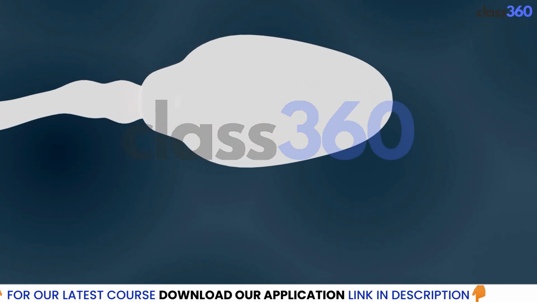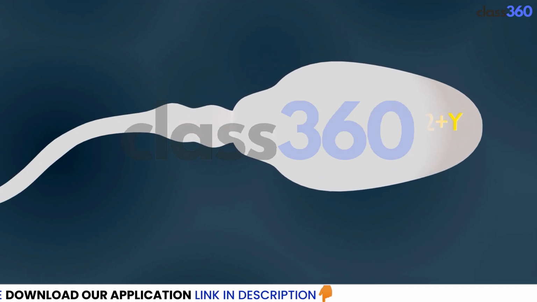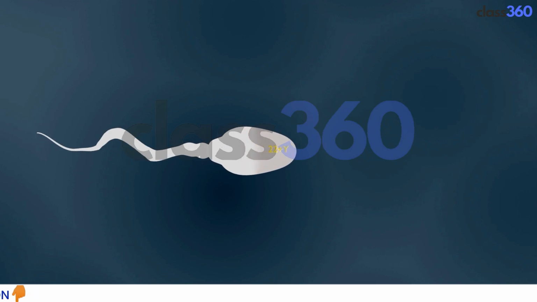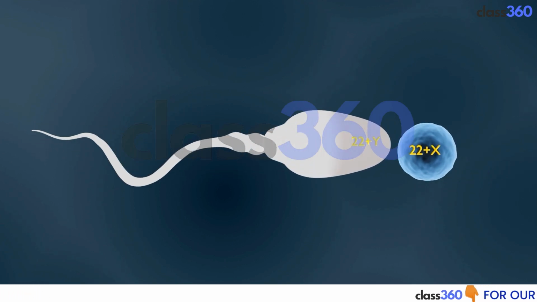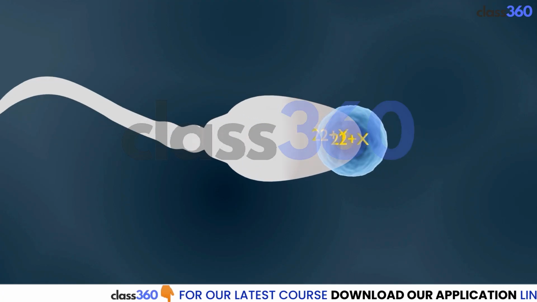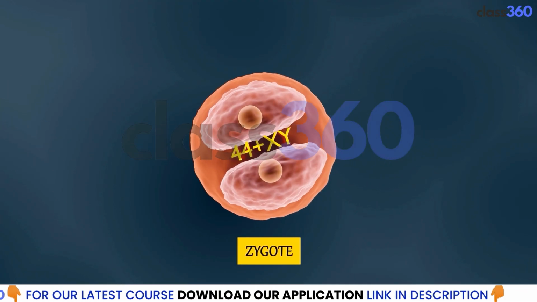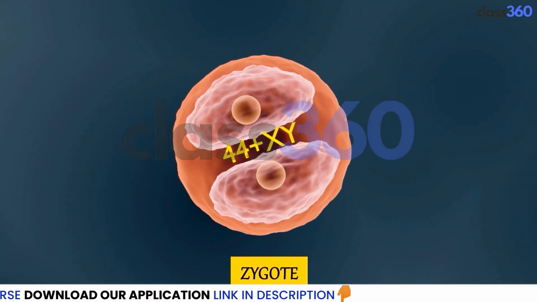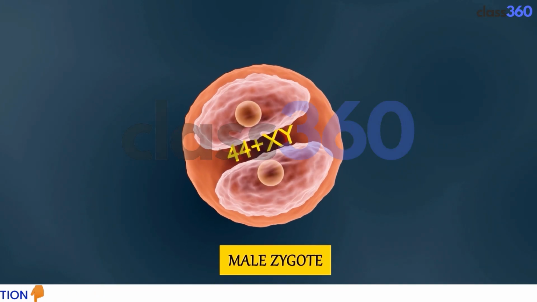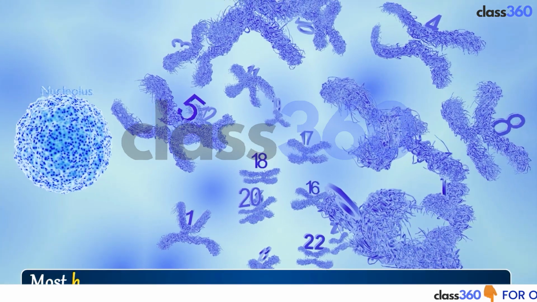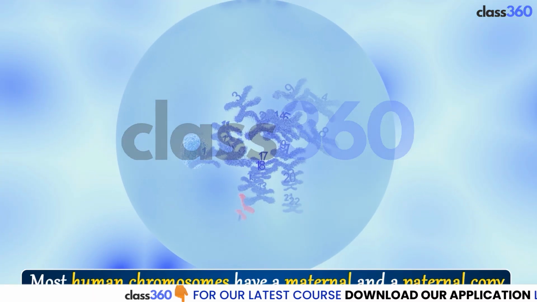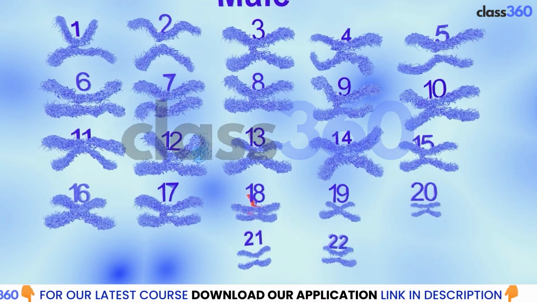And when a sperm carrying 22 plus Y chromosome fuses with an egg which is 22 plus X, it becomes a zygote which is 44 plus XY, and this zygote becomes a male. So most human chromosomes have a maternal and paternal copy, and we have 22 such pairs.